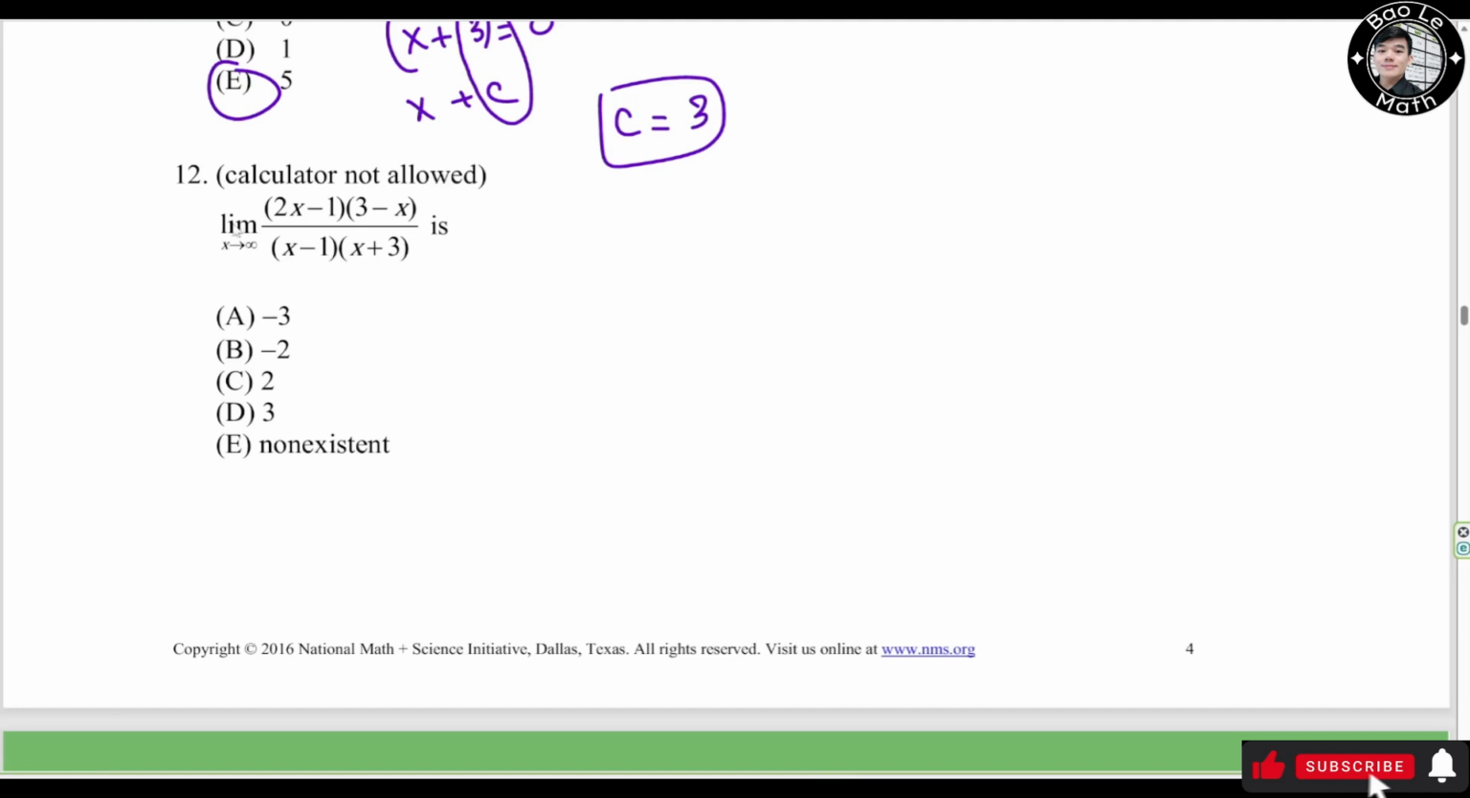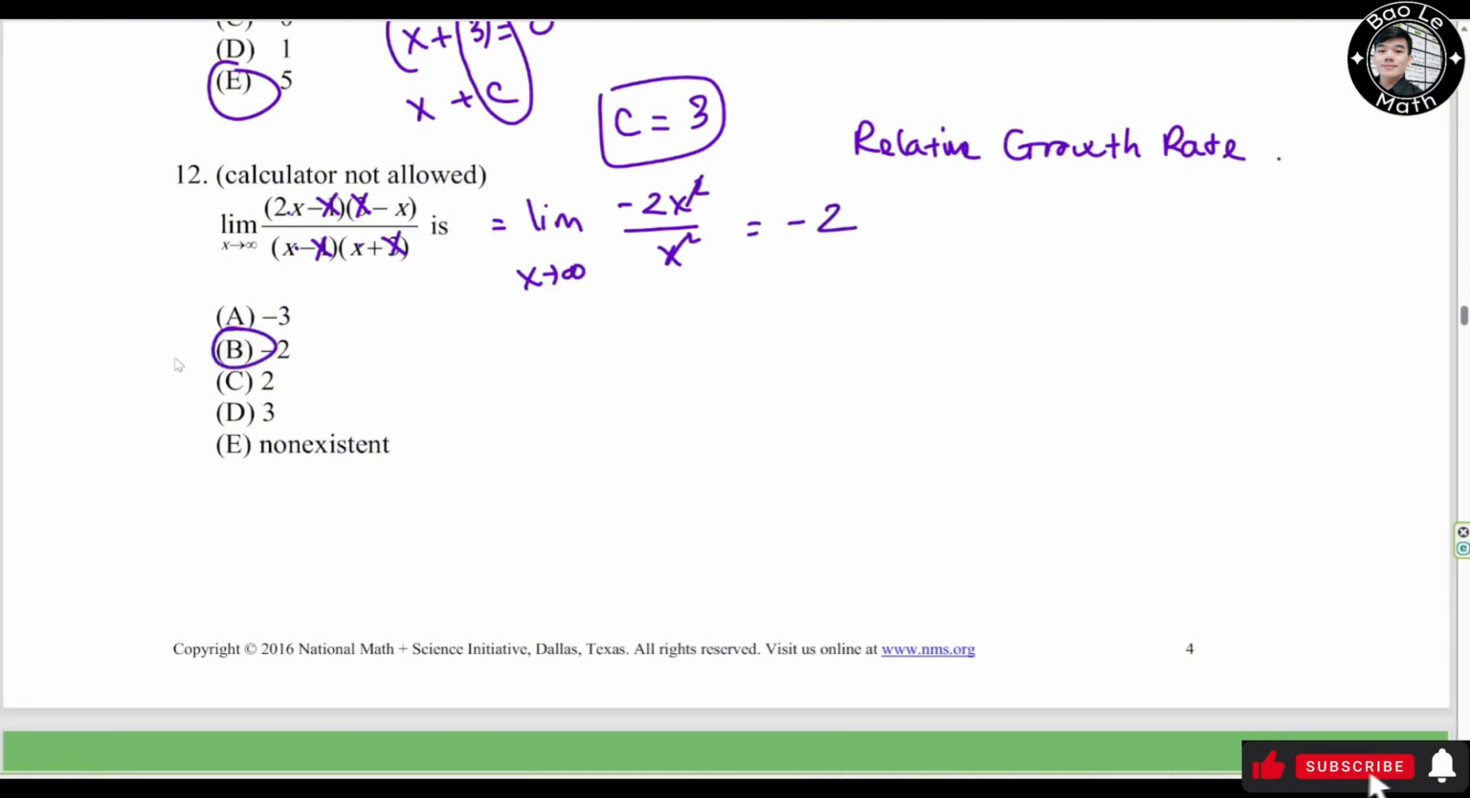Now let's move on to question 12. We need to find the limit of this function when s approaches infinity. We can use the relative growth rate. When s approaches infinity, 2s grows faster than this one. We can ignore the constant right here, right? We can ignore 3 right here. We can ignore this guy, and we can ignore this guy, right? So it's going to be the limit of 2s times negative s, going to be negative 2s squared. The bottom, s times s, going to be s squared, right? When s approaches infinity, this guy cancels out. The answer is -2. The answer must be B.